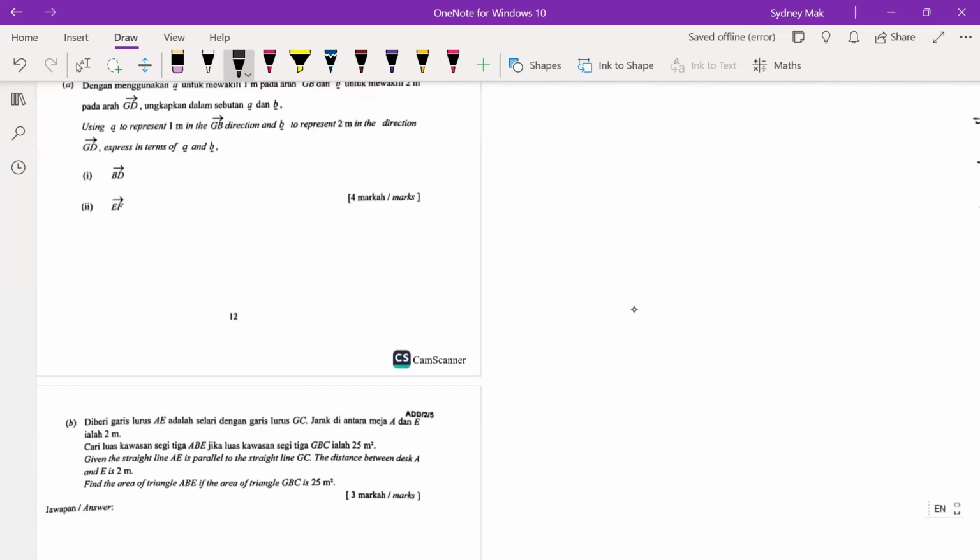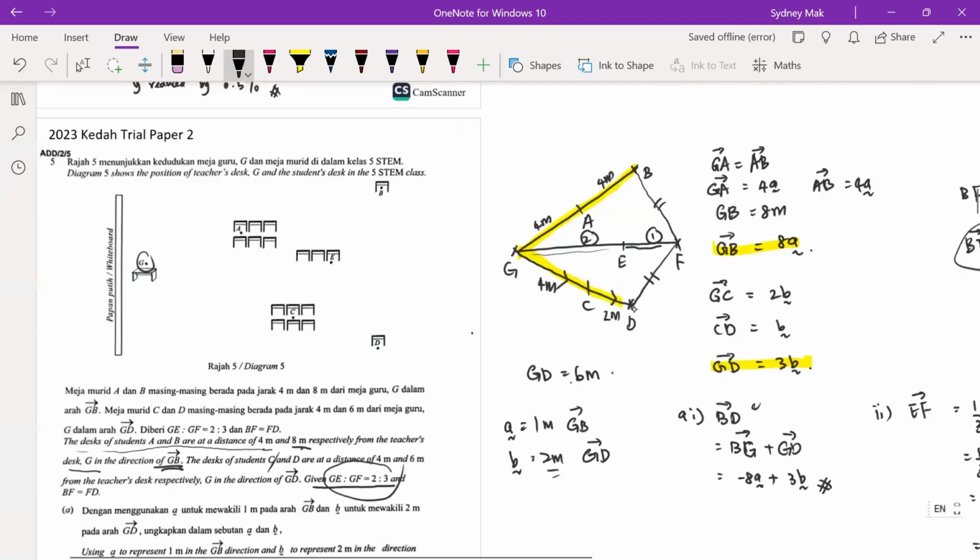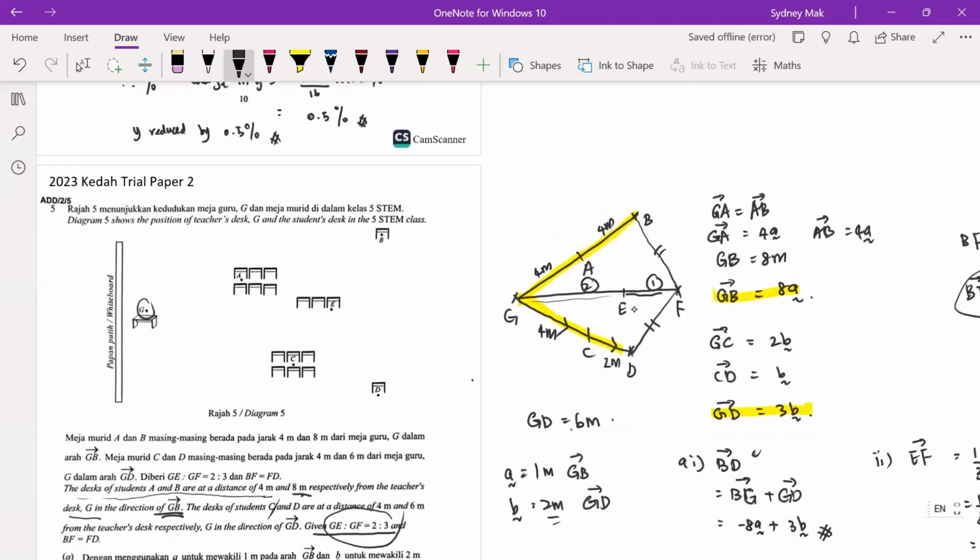Part B is such that, given the straight line AE is parallel to straight line GC, if it is parallel, therefore the vector must also be parallel. The distance between A and E is 2 meters. Let's put this in the diagram. A and E is 2 meters.